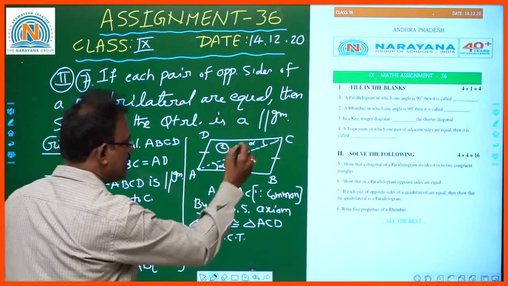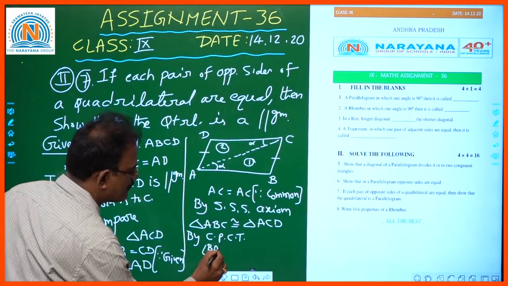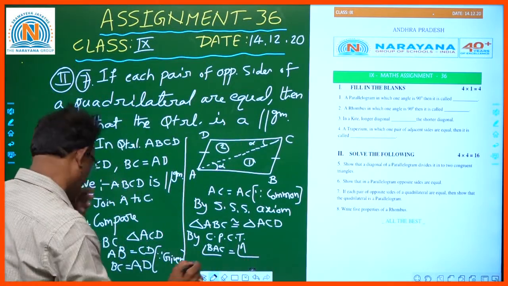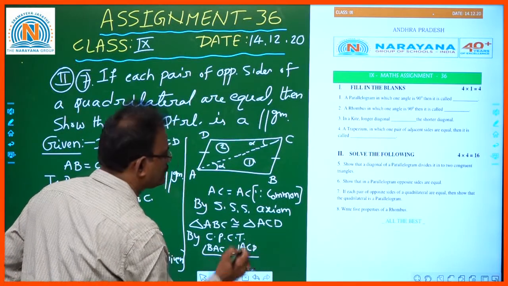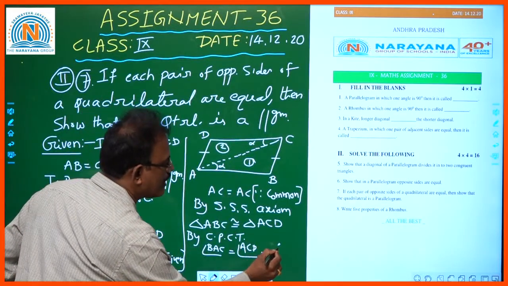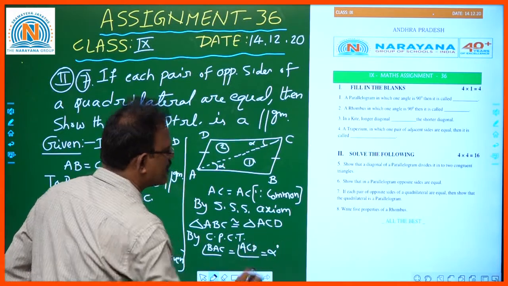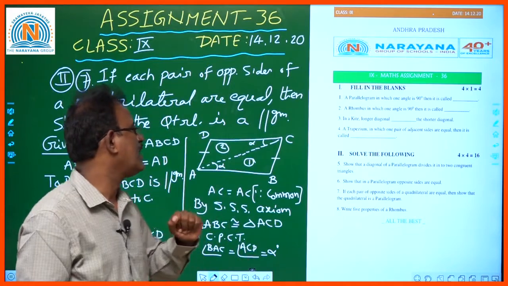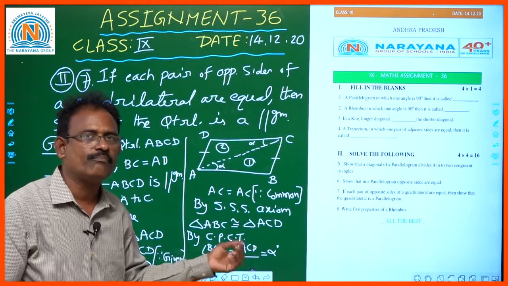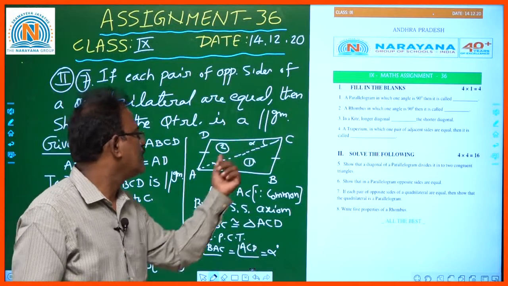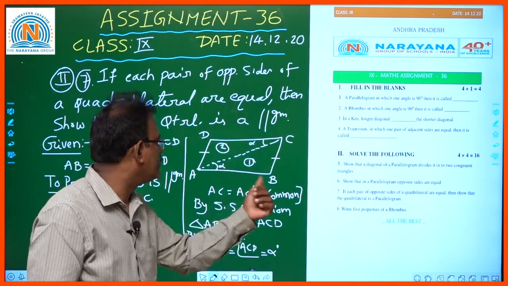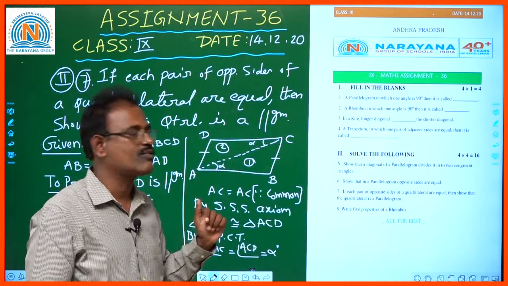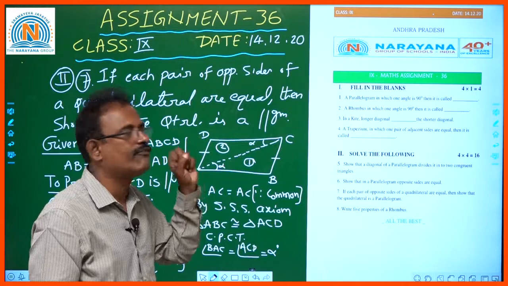That means angle BAC is equal to angle ACD, which is equal to alpha. Okay, children? Angle BAC is equal to angle ACD is equal to alpha. By CPCT we got it actually, but if you see this pair of angles, BAC and ACD are a pair of alternate interior angles when AC is considered as transversal, where AB and CD are a pair of opposite lines.